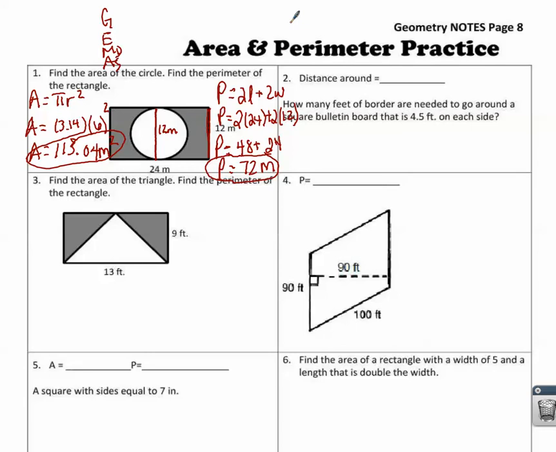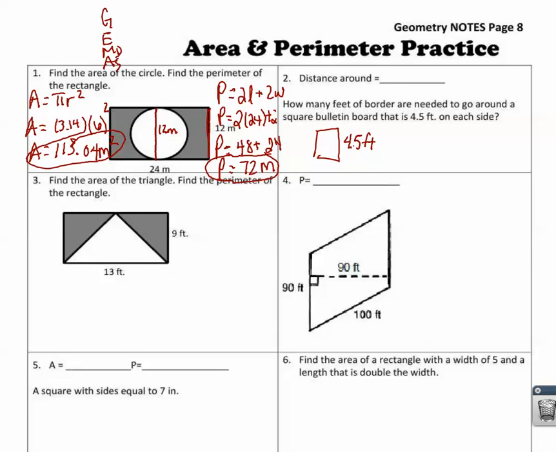In the next problem, it's talking about the distance. It says how many feet of border are needed to go around a square bulletin board that is 4.5 feet on each side. So you know that you're dealing with a square, and each side length is 4.5 feet. Okay, the distance around, so that's going to be perimeter.